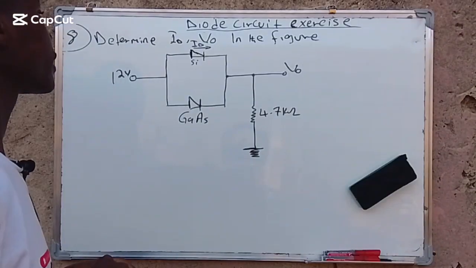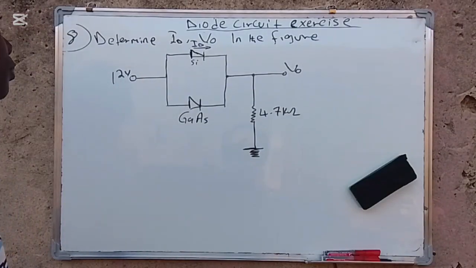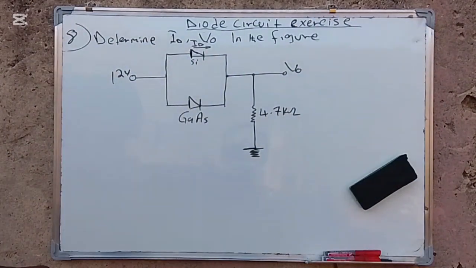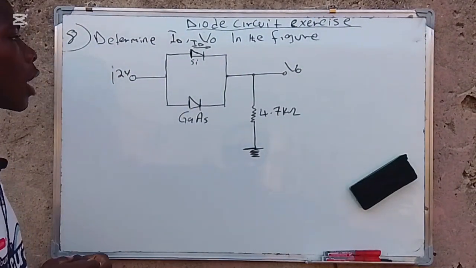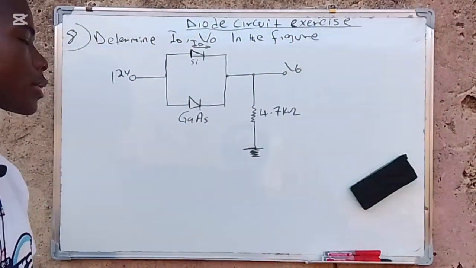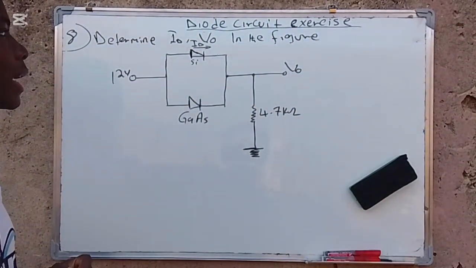Hello, good day viewers. In today's tutorial we are going to see how to determine the ID and V naught of this parallel circuit. This is another question, different from the 7th question we did in the last videos. So how can we determine this?